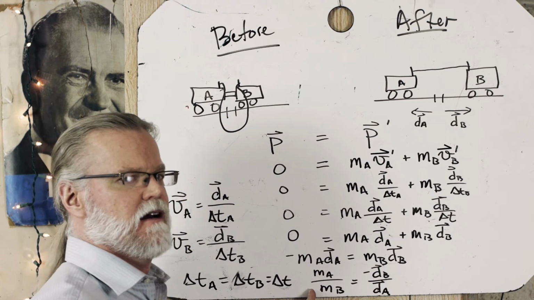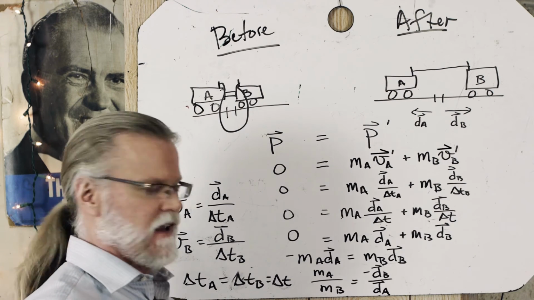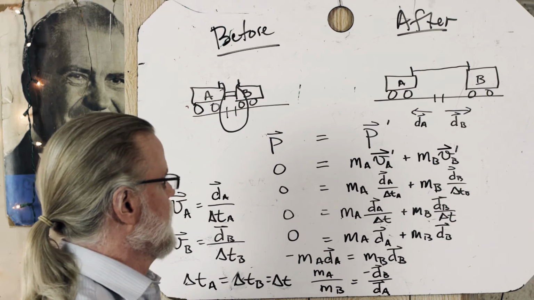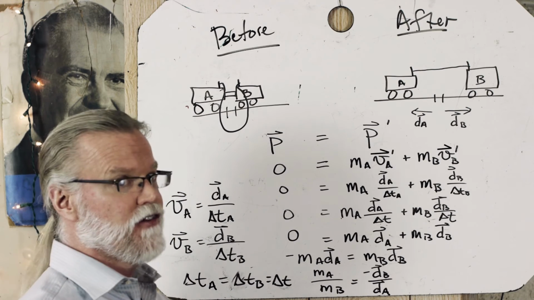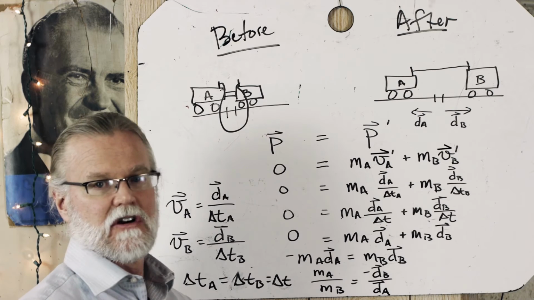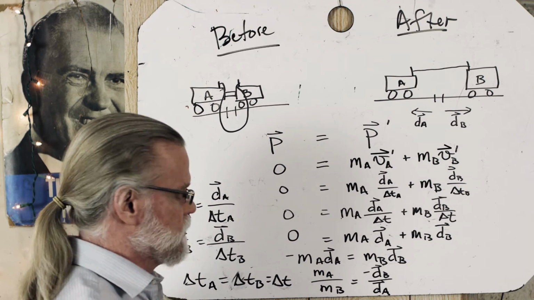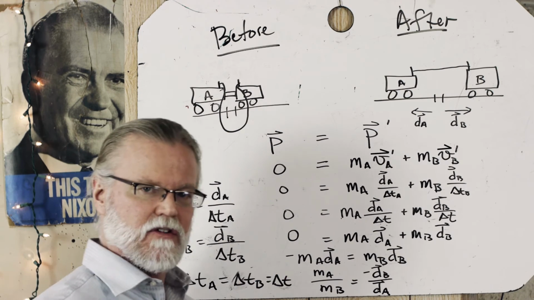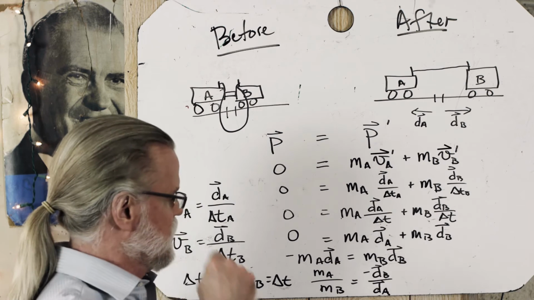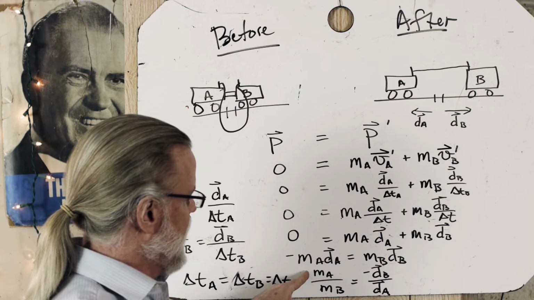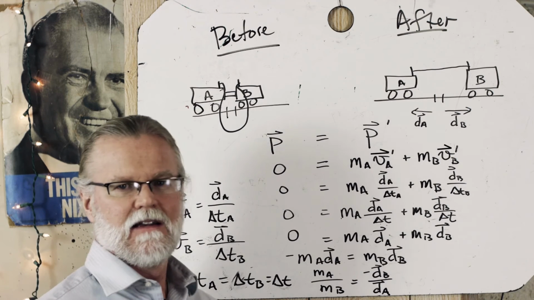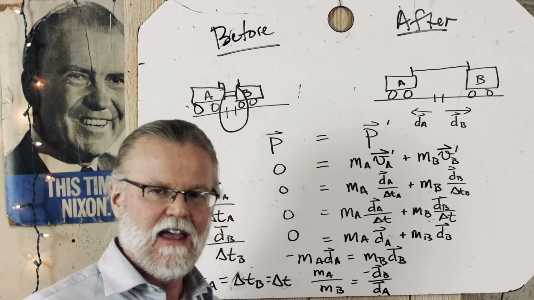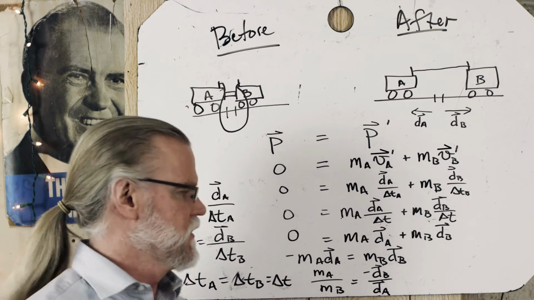Mass of A divided by mass of B equals negative displacement of B divided by the displacement of A. This is true if momentum is conserved. So in this experiment, we're going to test this out with a bunch of different carts of different masses. And if the mass of A divided by the mass of B equals the negative displacement of B divided by the displacement of A, then it looks like momentum is conserved.